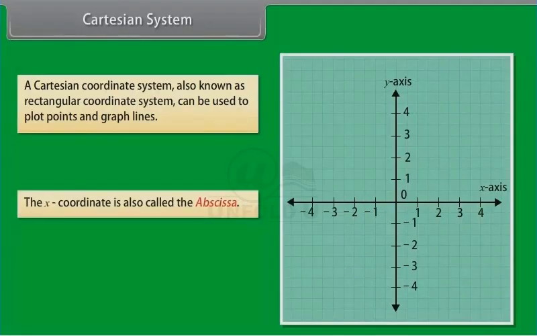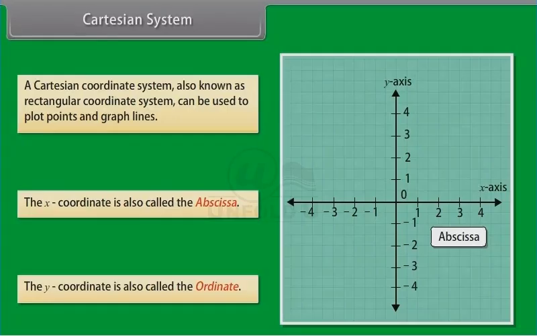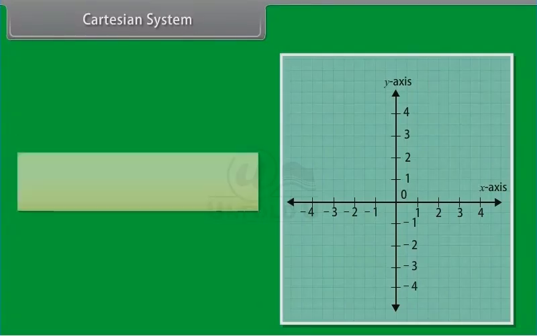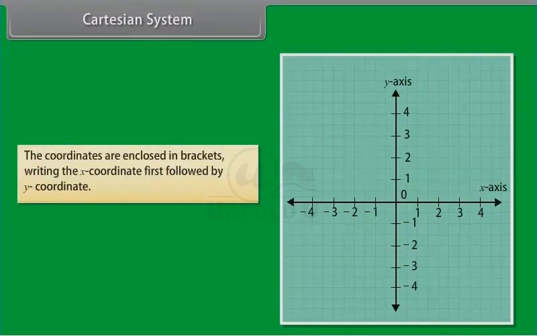The x-coordinate is also called the abscissa. The y-coordinate is also called the ordinate. The coordinates are enclosed in brackets, writing the x-coordinate first followed by the y-coordinate. The center or intersection of the two axes is equal to (0, 0). Terms used in Cartesian system.